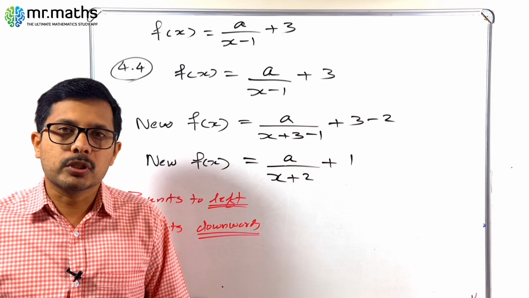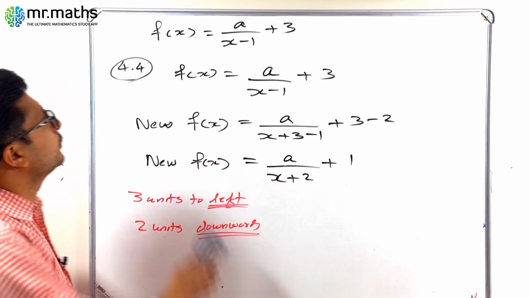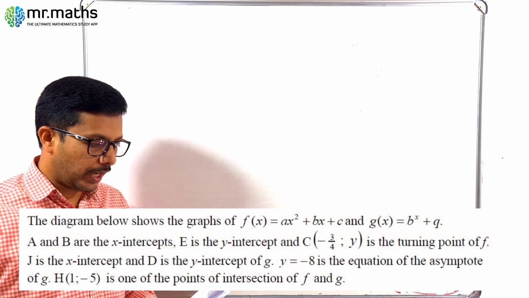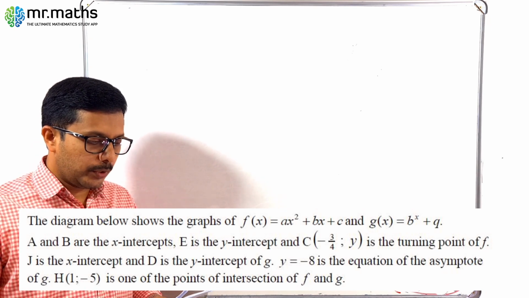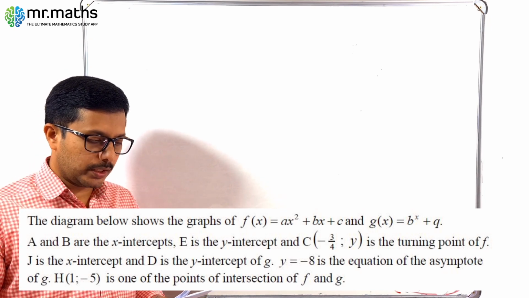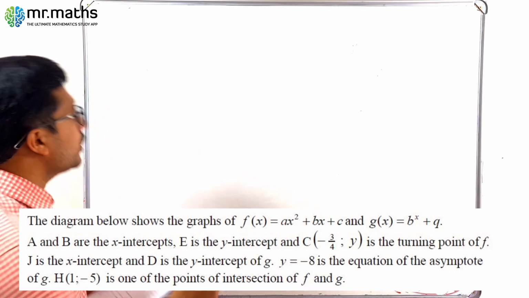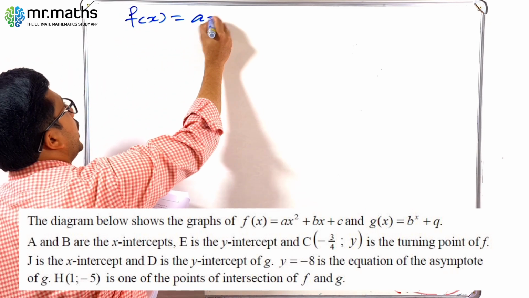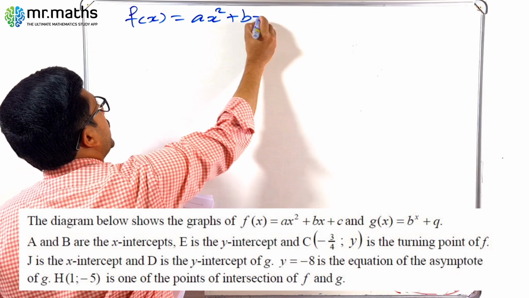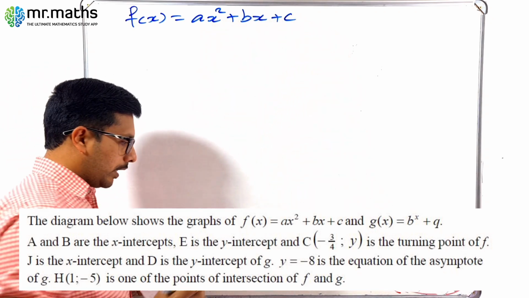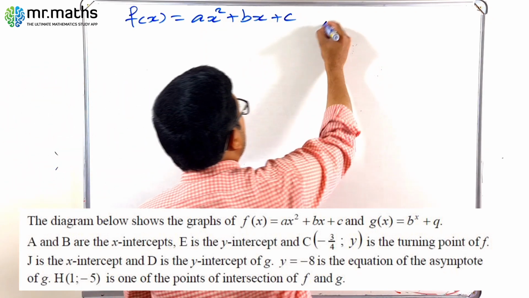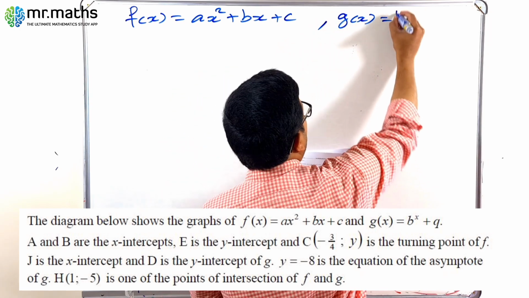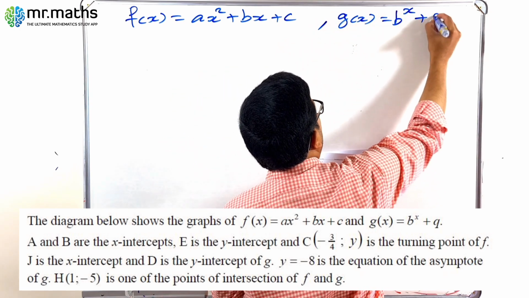Now let's move to question number 5. The diagram below shows the graph of f of x is equal to ax square plus bx plus c. So there is a function given like this: f of x is equal to ax square plus bx plus c, and there is another function given, g of x, and what is that g of x? b raised to x plus q.